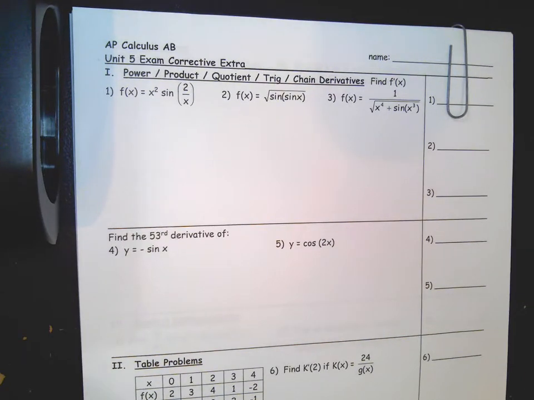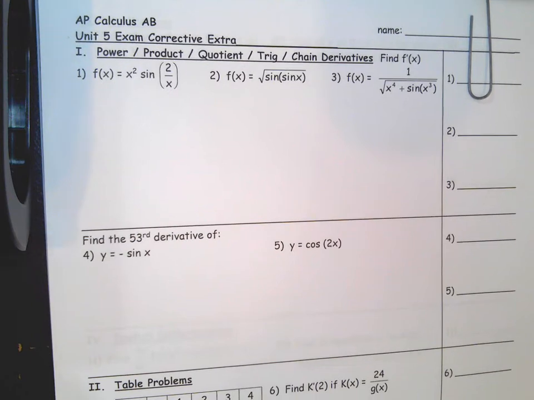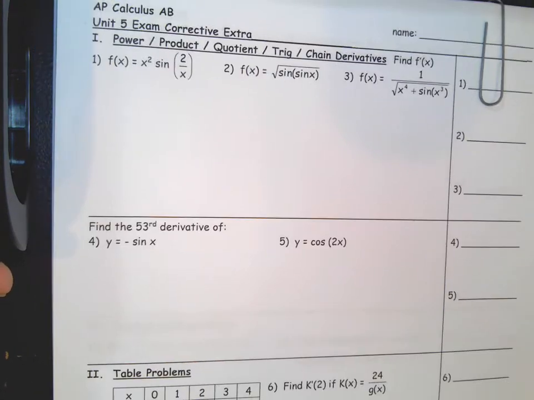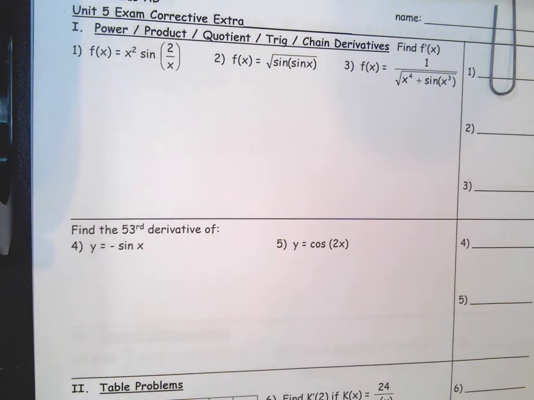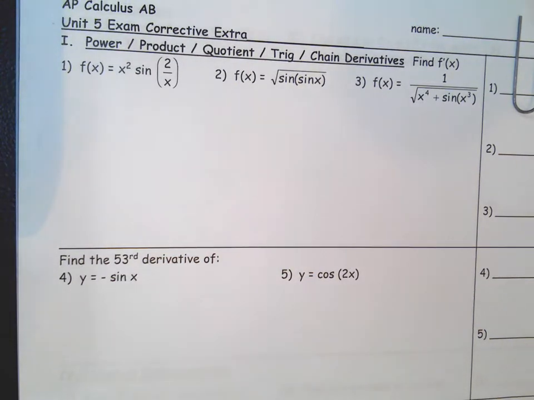AP Calculus AB, Unit 5, Review, Corrective Extra. This is an extra worksheet, not required for the retest, but extra credit and good practice. Just a little more practice if you're looking for a little more practice.